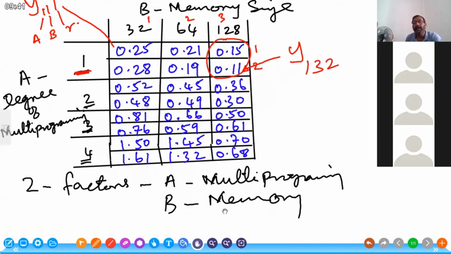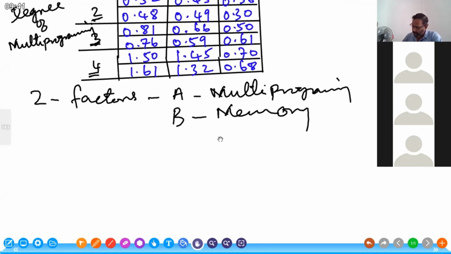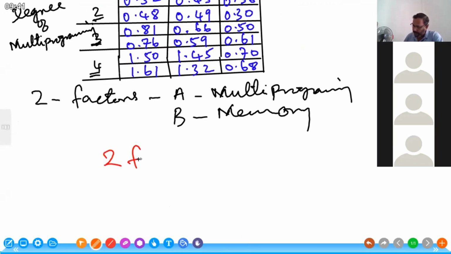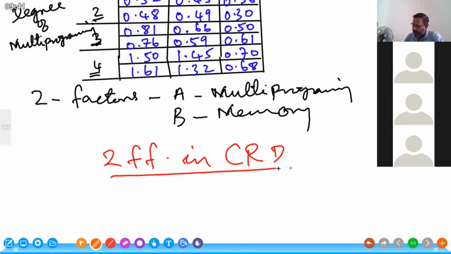Everybody should definitely try this, because you will get questions like this in the examination. So this is actually a 2-factor factorial in CRD. Yes, you can try this as homework. We can do it next time. In the next class, we will look at this. But I will ask the question from everyone.